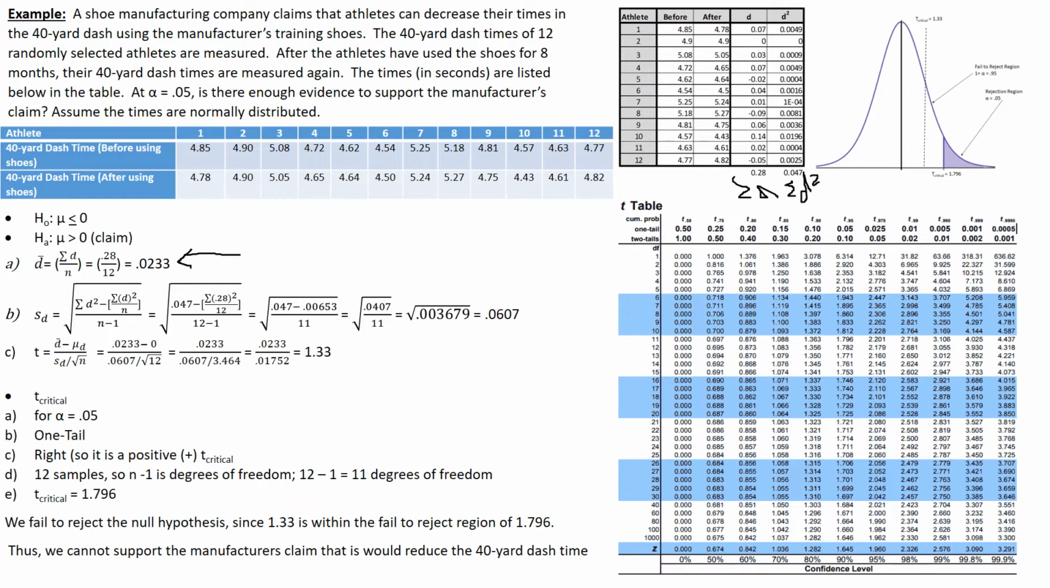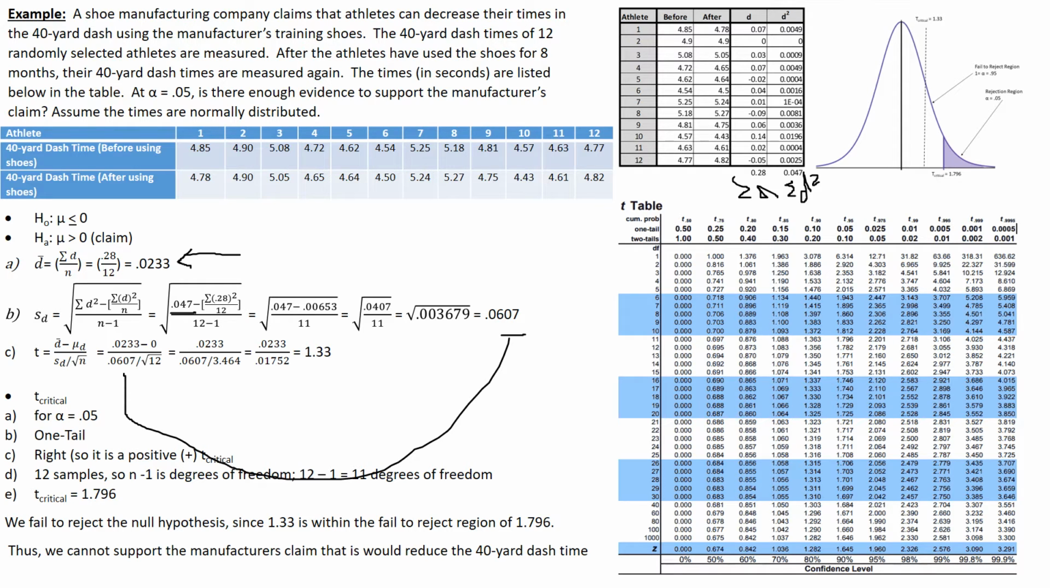Let's find our standard deviation. Sum of D squared, which is 0.047, minus the sum of D squared, 0.28 squared, over 12, which ends up being 0.00653. 0.047 minus 0.00653 is 0.0407. In the denominator, I have 12 samples, but it's 12 minus 1, so it's 11. 0.0407 divided by 11 is 0.003679. The square root of that is 0.0607, and that is my sample deviation.